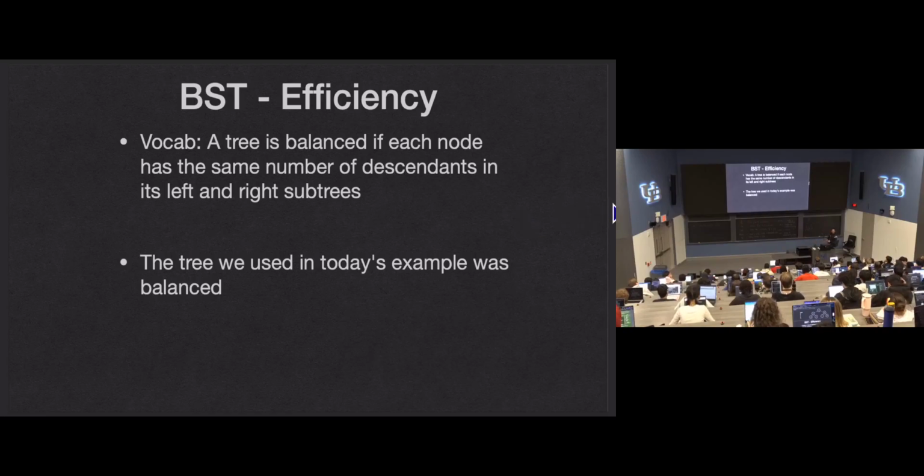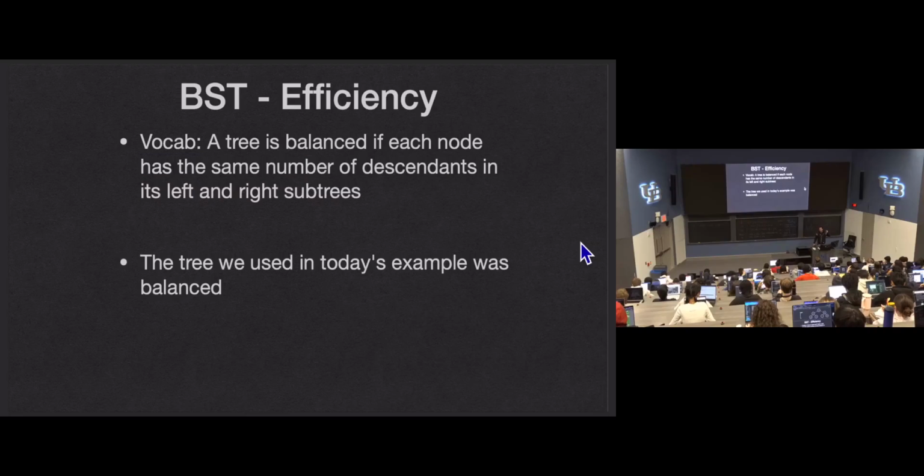Much more about this in 250. That entire course is about efficiency and choosing the right data structure for the job and doing the runtime analysis and all that. So we'll do a little bit today, but not a ton. To talk about the efficiency, we have to talk about balanced trees. A balanced binary tree is a tree where, for any node, the left and right subtrees are about the same size. They're not always going to be exactly the same size. It's not always possible, but roughly the same size.